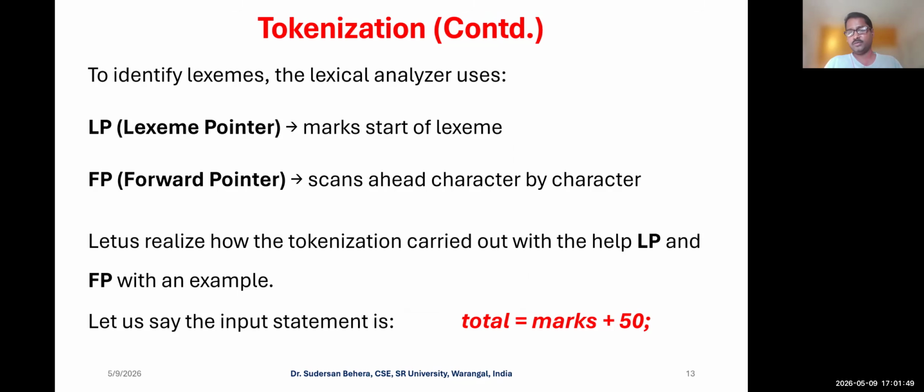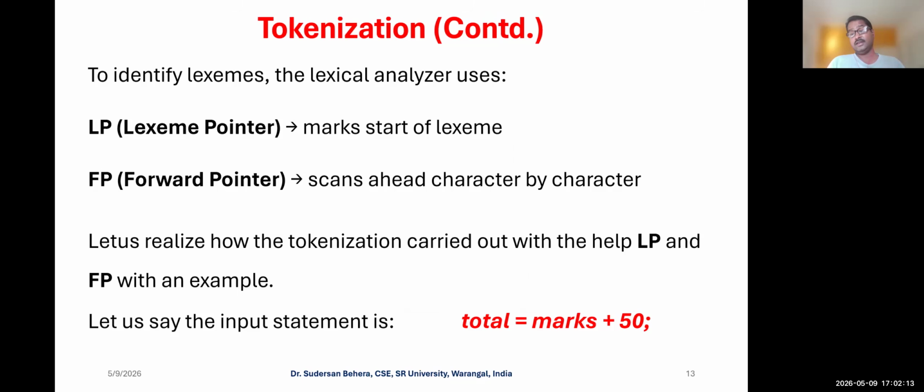This expression, total equals marks plus 50, is given to you. As a lexical analyzer, you have to read it character by character, find one sequence of characters, that is one word, and find out the token type of it. Just identify what that word is and what that symbol is. That is called tokenization.